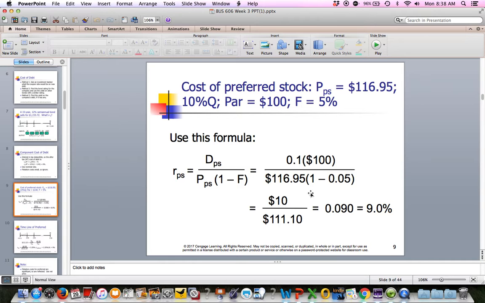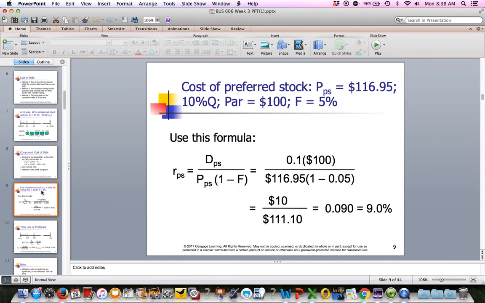Essentially saying, if I'm a corporation issuing preferreds, 5% of any money that I receive goes to the investment banker as their fee, essentially. So I get 95 cents on the dollar. They get 5 cents on the dollar. And so that turns into a 9% cost. The cost of preferred stocks is 9%.